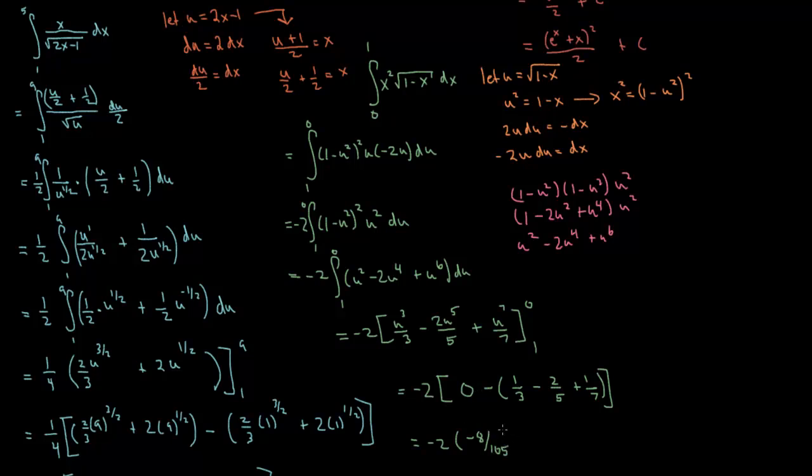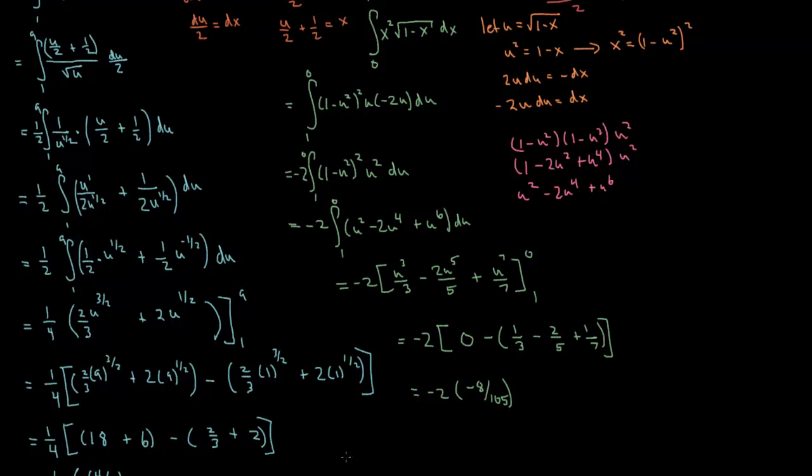Okay, so now we have negative 2 times negative 8 over 105. That gives us 16 over 105. Cool. 16 over 105. Now let's take a look at what's going on. I'll pull up another graphical interpretation.